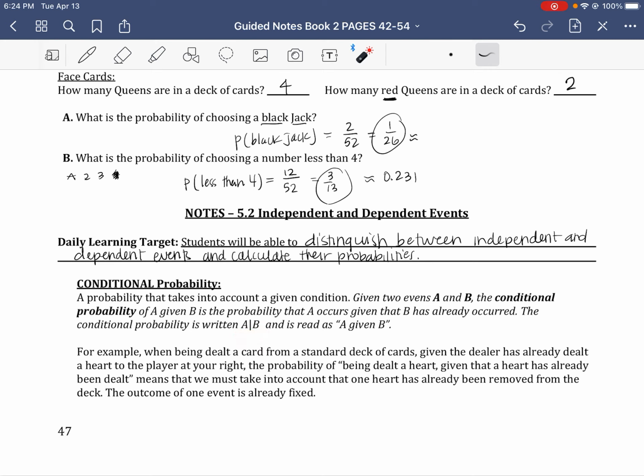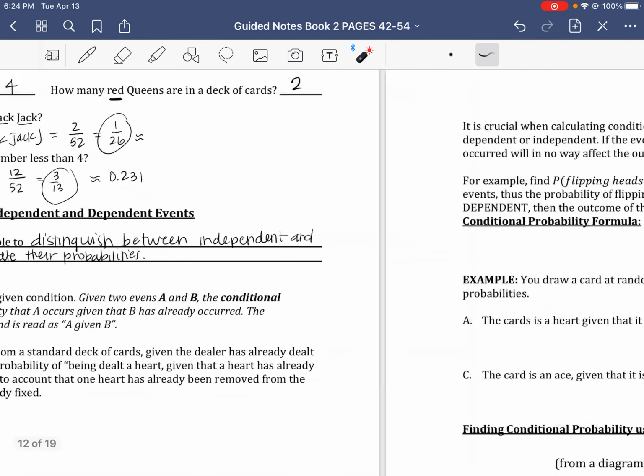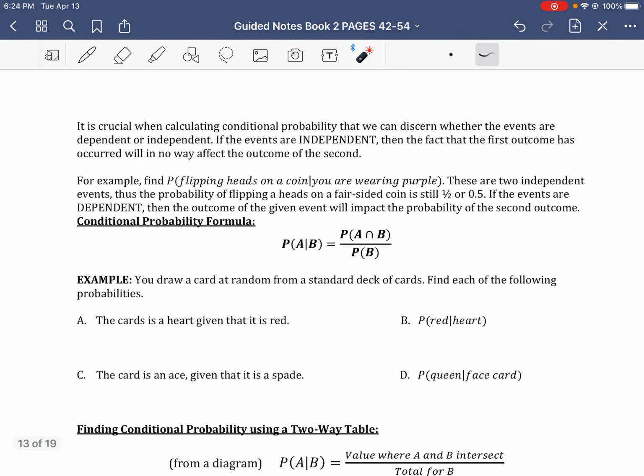For example, when being dealt a card from a standard deck, given the dealer has already dealt a heart to the player at your right, the probability of your being dealt a heart, given that a heart has already been dealt, means we must take into account that one heart has been removed from the deck. That outcome of the event is already fixed.